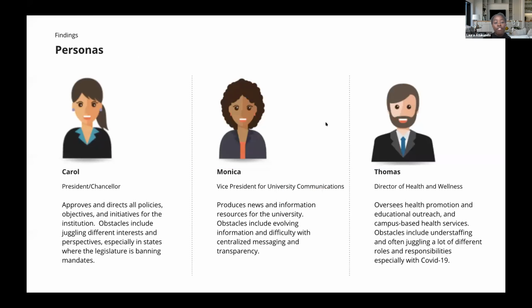And so these are some of the personas that I'm developing based on the insights and the interviews. These are key stakeholders in the process. The first is the president and chancellor, and they approve and direct all policies, objectives, and initiatives for the institution. Some of the obstacles that they face include juggling different interests and perspectives when it comes to decision making, especially in states where the legislatures are banning mandates.